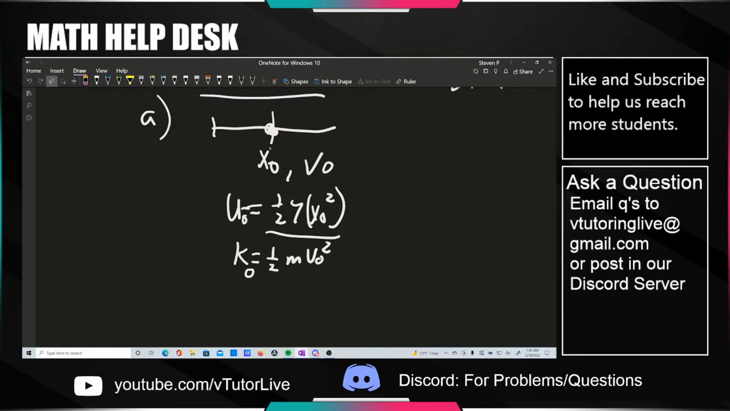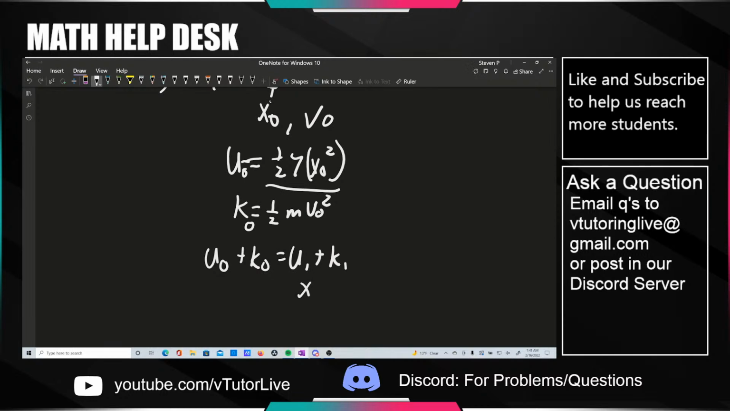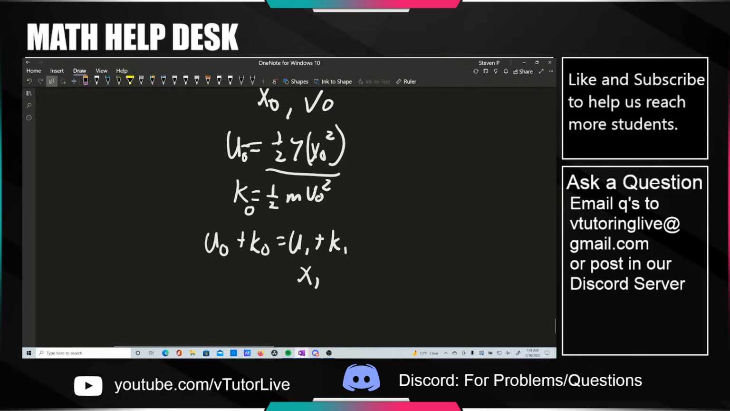Then we use the conservation of energy equation: U naught plus K naught is equal to U1 plus K1. If you're told that there's some new position, x1, at about 5 meters, you can just take U naught and K naught and plug those in. Remember, these are two perfectly good numbers that we know at this point. Then you can plug in 1/2 times 7 times x1 squared plus 1/2 times m times v1 squared, and at this point you can just solve for v1.